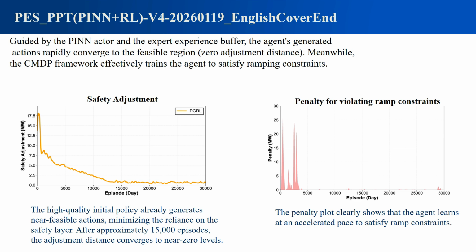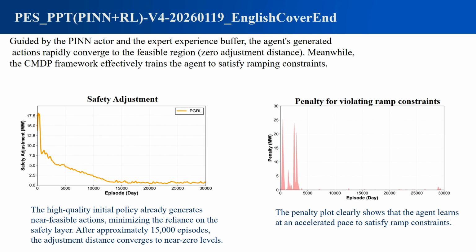The penalty plot focuses on ramp constraint violations. The large spikes occur in the early stage where the agent is still learning how current dispatch choices affect future ramp limits. After several thousand episodes, the spikes become rare and small. The long tail near zero means the CMDP objective is doing its job. It trains the policy to internalize ramping constraints, not only to accept a one-step projection.